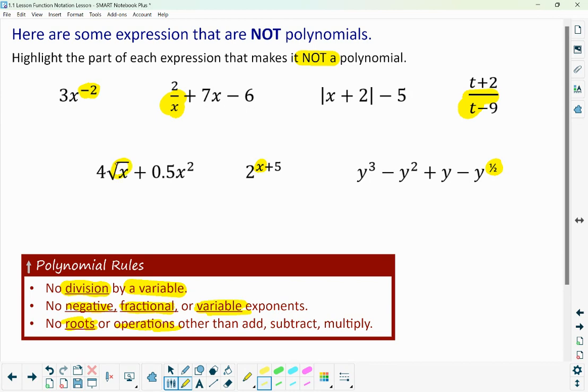So this one is not a polynomial because it has a square root of x. This one is not a polynomial because it has an absolute value function operator there. We will work with absolute value functions later this year, and we will work with square root functions a little bit, but they are not polynomials.